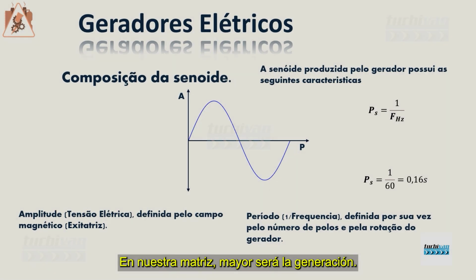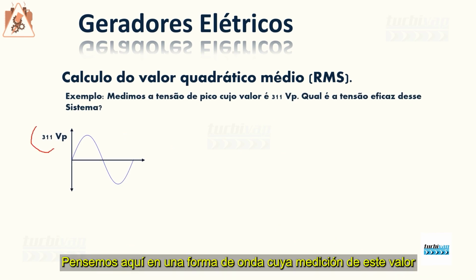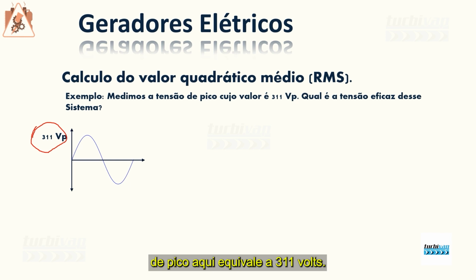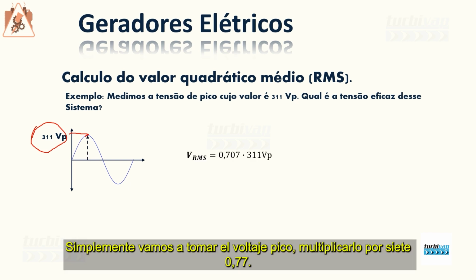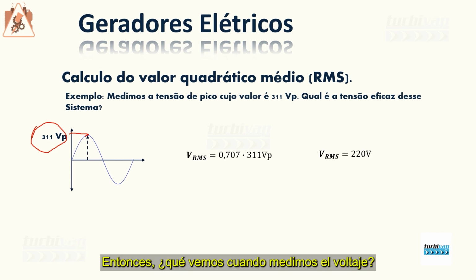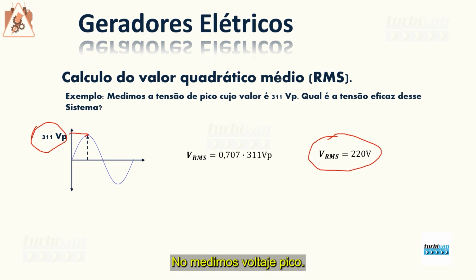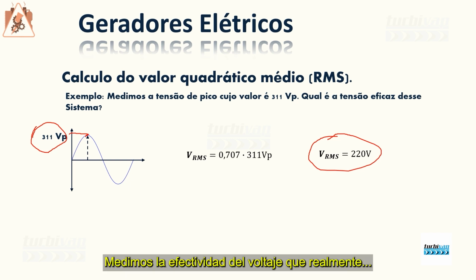So let's understand now how it works. Let's think here about a waveform whose peak value here is equivalent to 311 volts. What is the effective voltage of this system? We're simply going to take the peak voltage and multiply it by 0.707. This will give us 220 volts. So what do we see when we measure voltage in a household electrical outlet? It is 220 volts. It is the effective voltage. We do not measure peak voltage. We measure the effective voltage, which is actually the root mean square of our system.